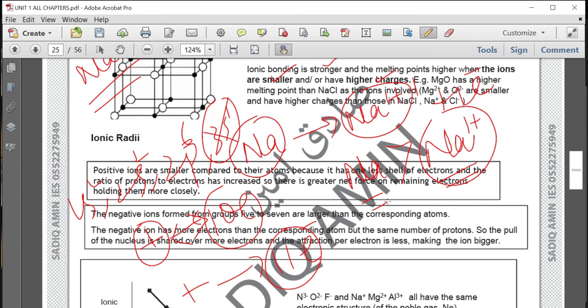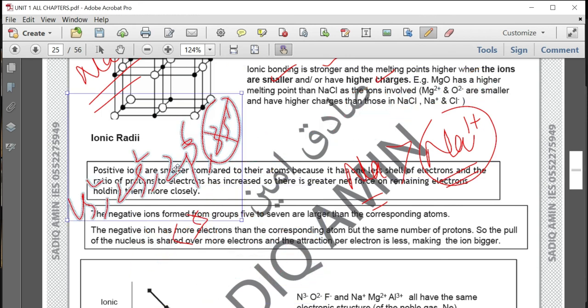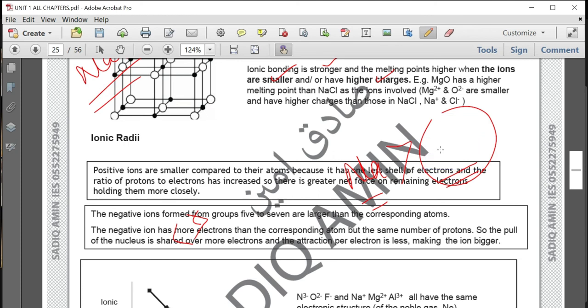Are we clear? Yes, sir. Okay. What about negative ions now? Negative ions are bigger in size as compared to their atoms. That is, if I take chloride, then chloride is much bigger in size as compared to chlorine.